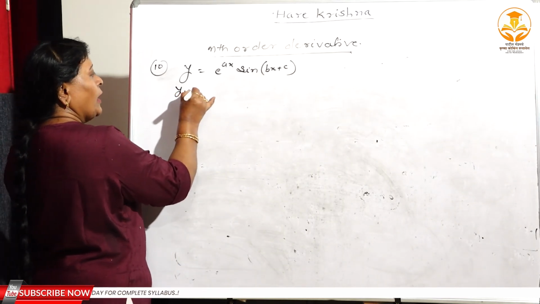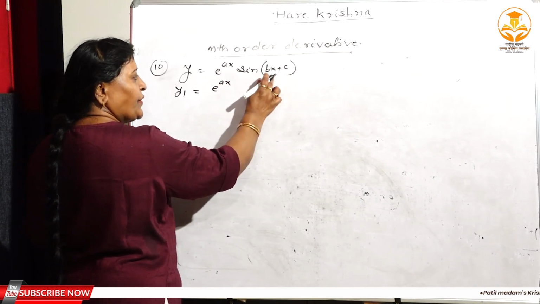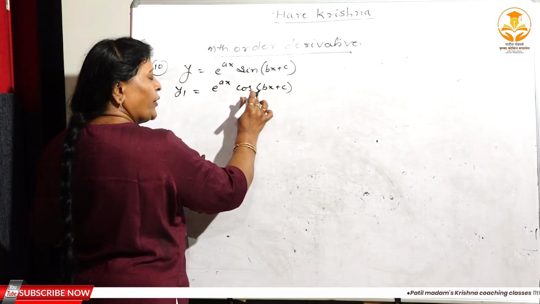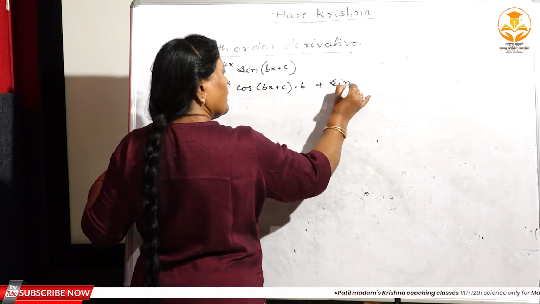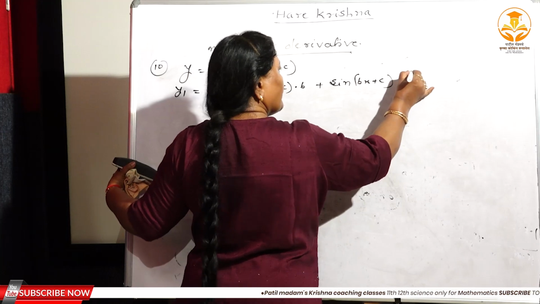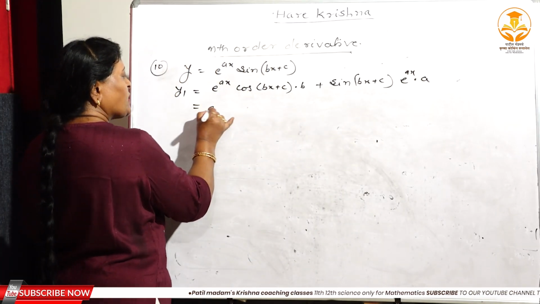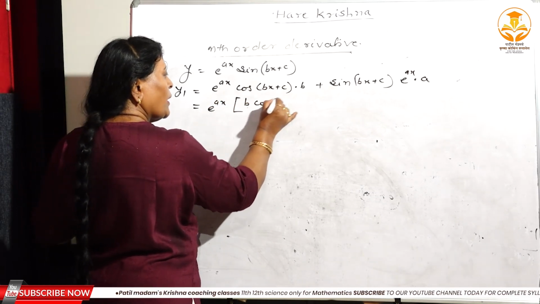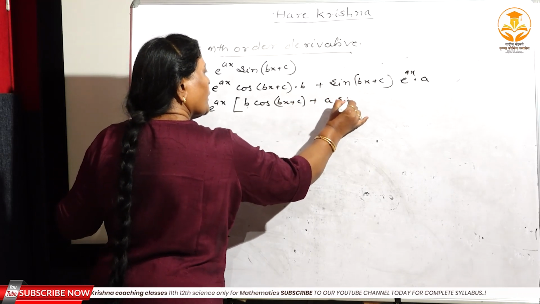First, y1. Apply the multiplication rule. e raised to ax remains as it is. The derivative of sine u is cos of bx plus c, and the derivative of bx is b. Again, sin of bx plus c remains as it is, and the derivative of e raised to ax is e raised to ax into a. Again, you can take e raised to ax common, isn't it? Here you have got b cos of bx plus c and a sin of bx plus c, right?